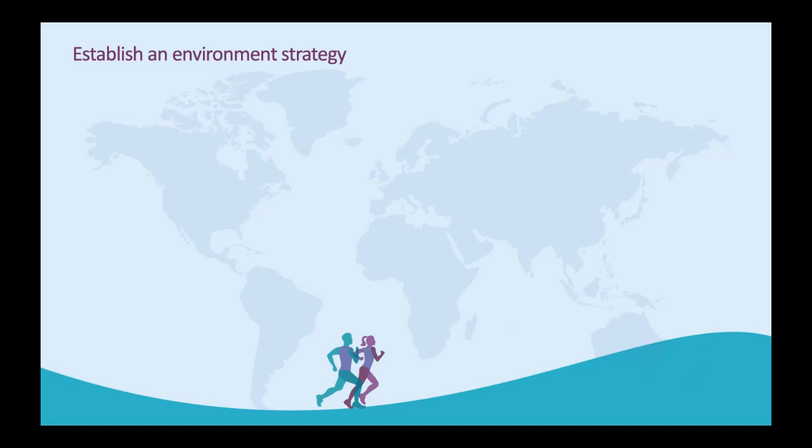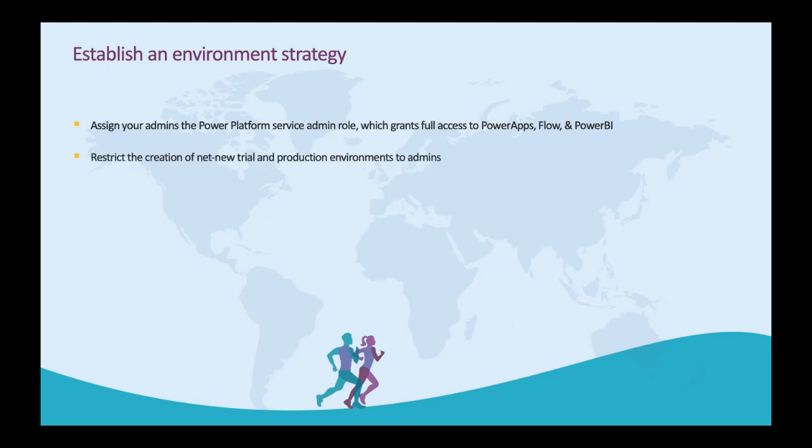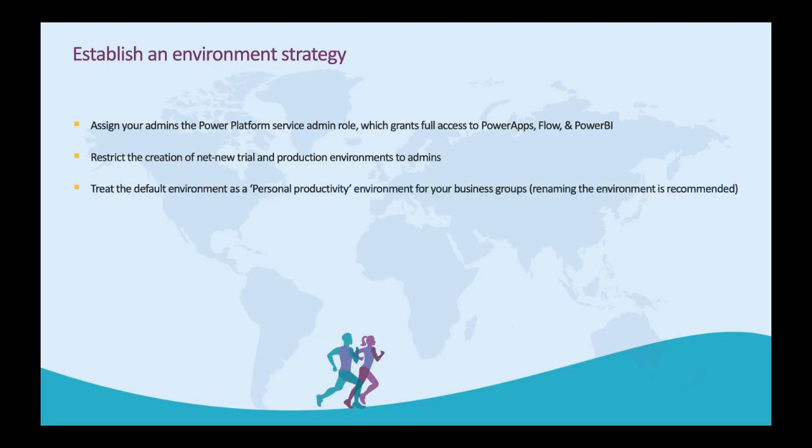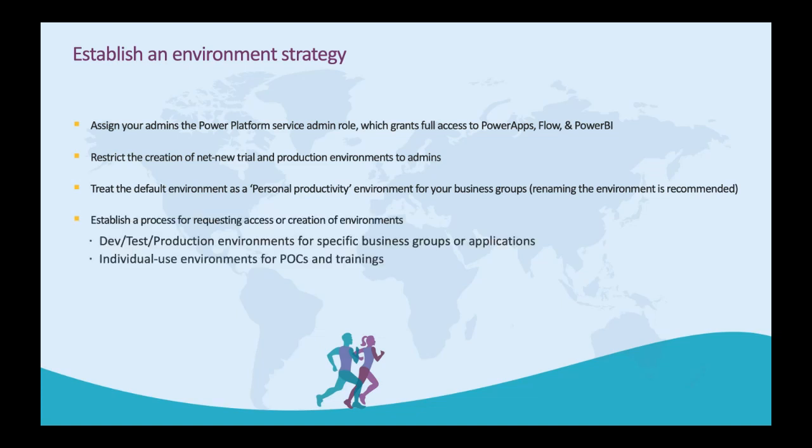The next thing is establish a strategy around environments. Assign your admins, your Power Platform service admin, and give them full rights. Restrict the creation of new trial, tenant, and production environments to admins. Treat the default environment as, hey, anyone can come. It's a personal productivity environment, and you bring your business groups and you rename it for sure. Rename the environment so it makes sense to your organization, but have everyone go there. If you have an Office 365 Power Apps and Flow license, sure, go ahead, create away, and put your governance around it. And establish a process for requesting access or the creation of environments.